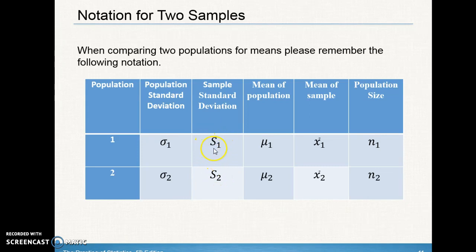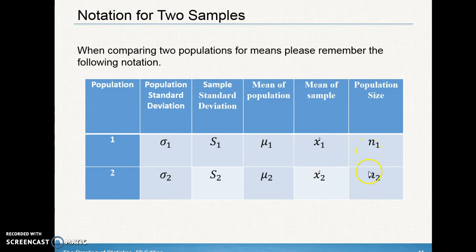So you have your sample standard deviation 1, your sample standard deviation 2. This is the mean of your population 1 and 2. This is where your null and alternative come from. This is the mean of your sample. And remember, we always gather sample 1 and sample 2 after we come up with the null and alternative.